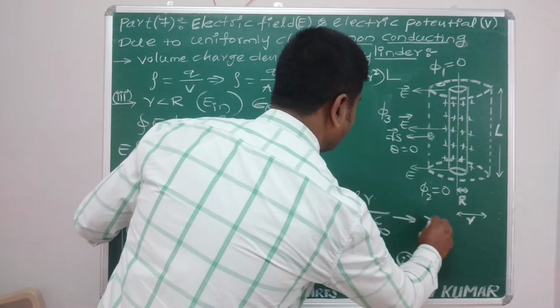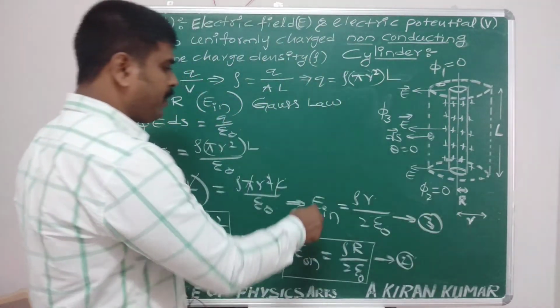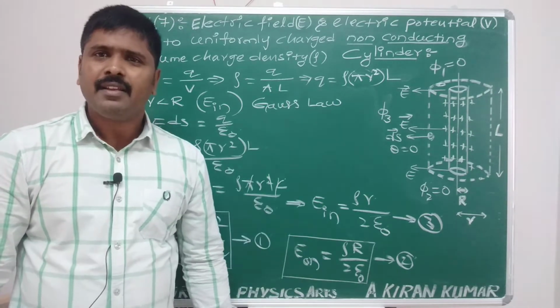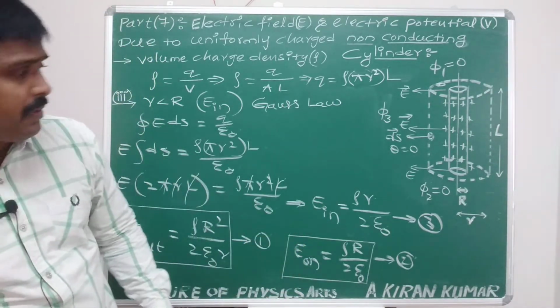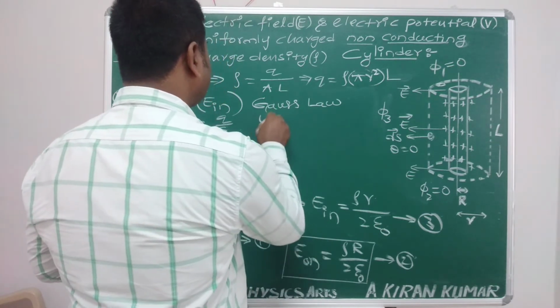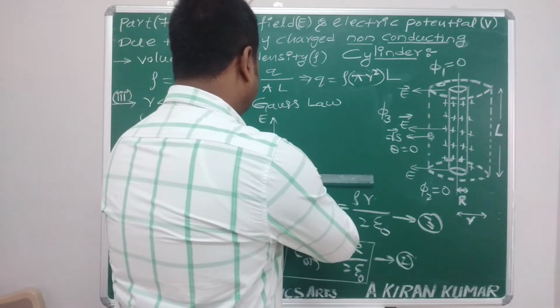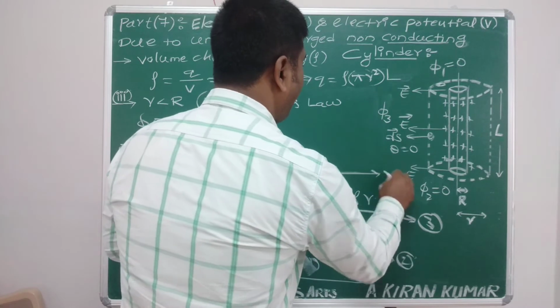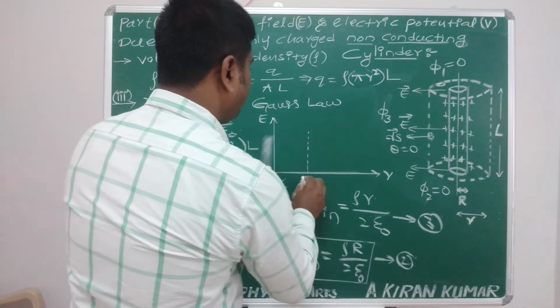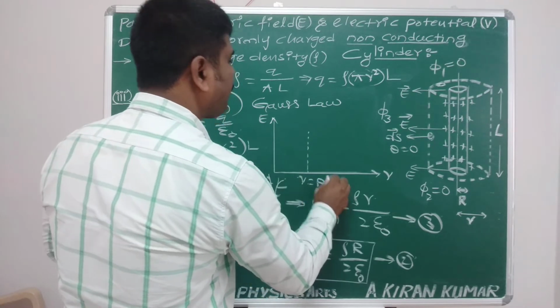This is taken as equation 3. We got the electric field intensity inside the non-conducting cylinder. The graph has electric field intensity on the y-axis and R on the x-axis. The graph is like this. Here small r is equal to capital R.